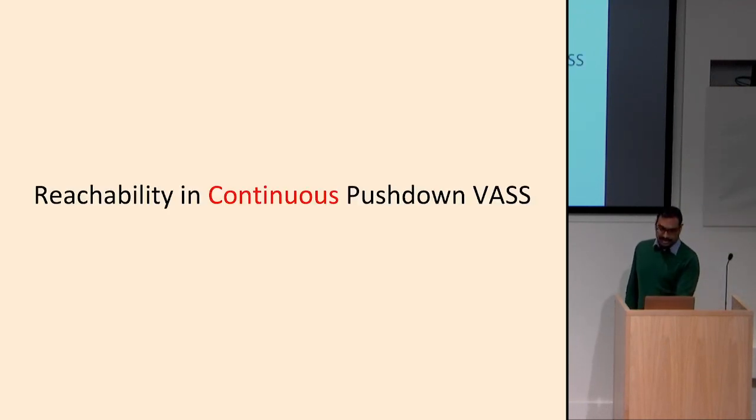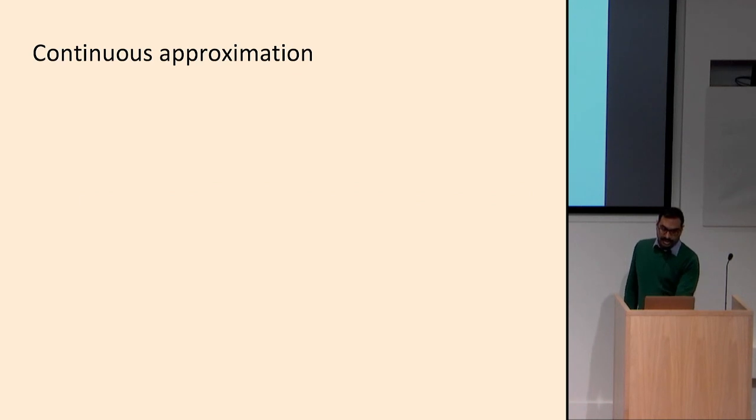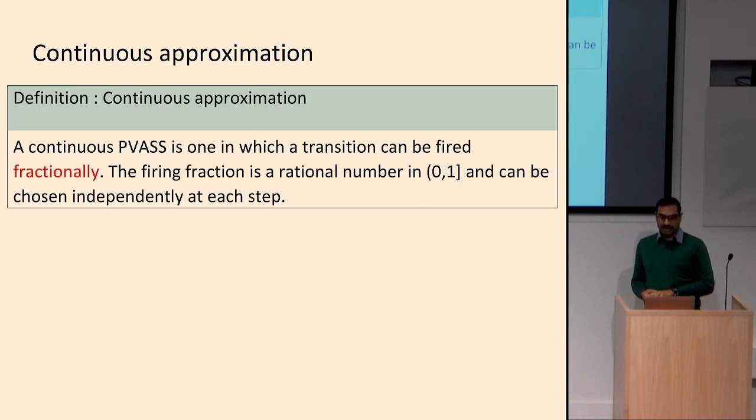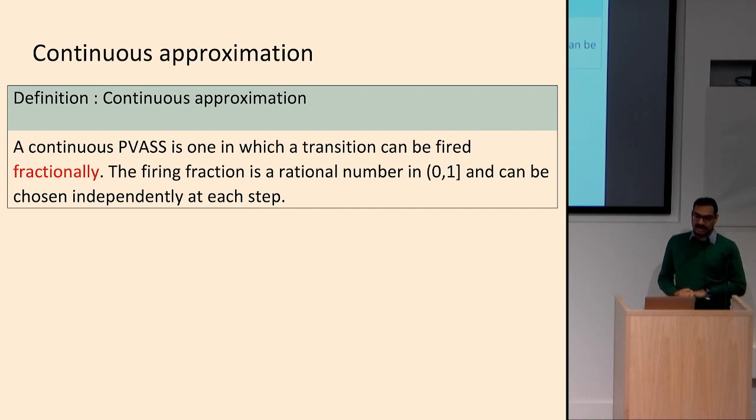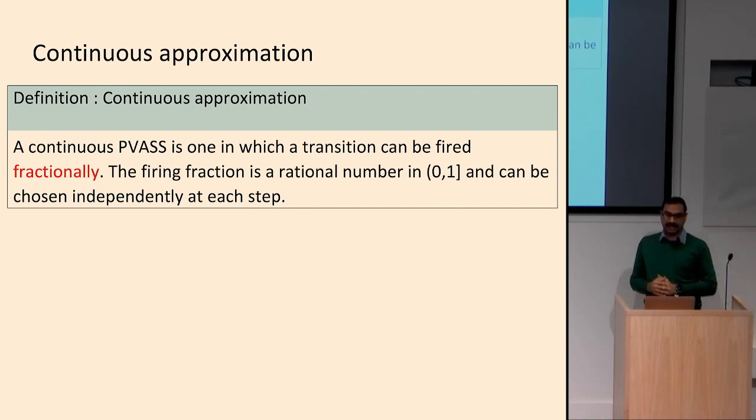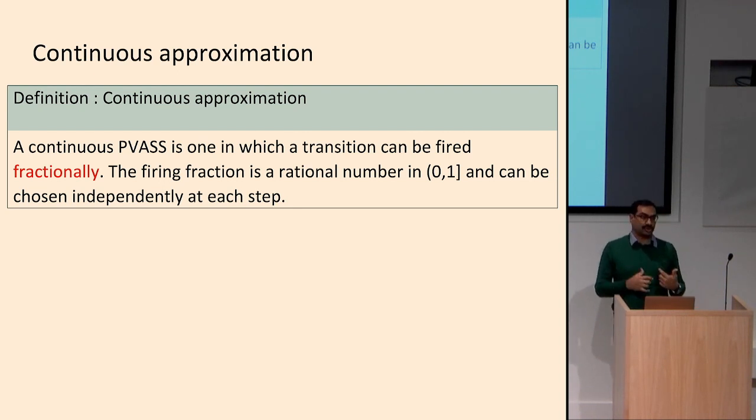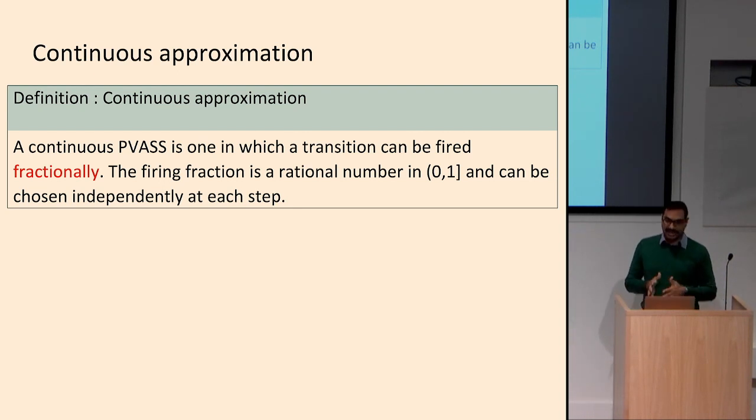So the track that we will take is that of continuous Pushdown VASS. So what is the continuous approximation? A continuous PVASS is one in which if you have some transition, then it can be fired fractionally. When I say fractionally, I'm only talking about the counters. I'm not talking about the stack. The stack is always discrete.